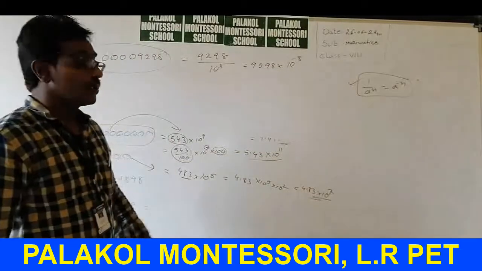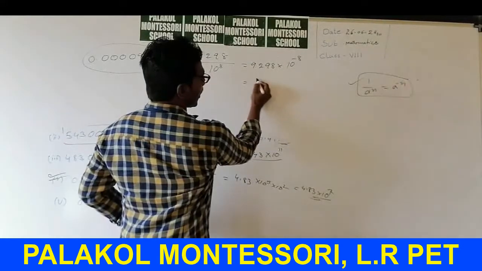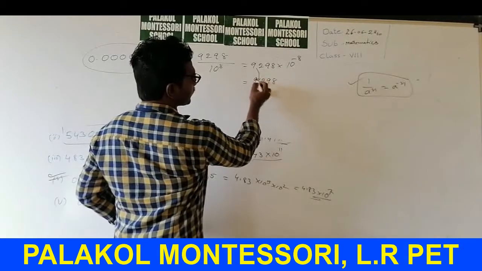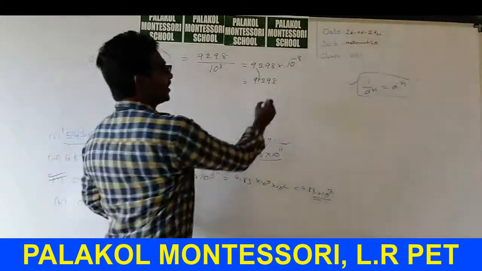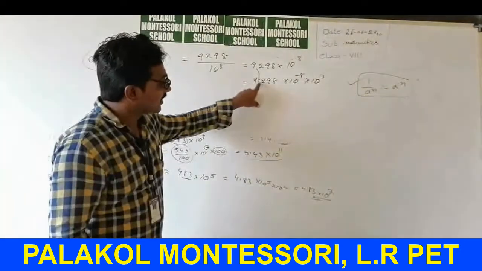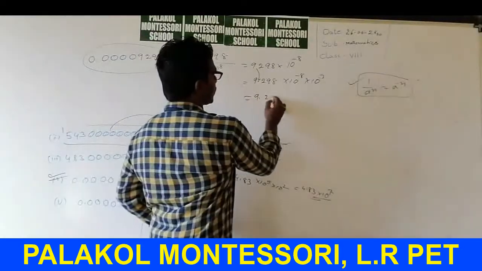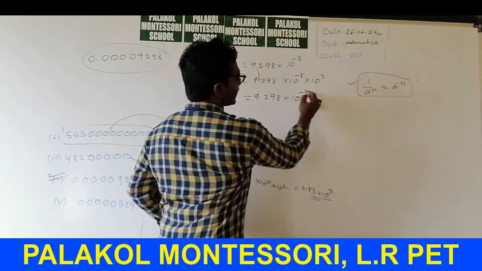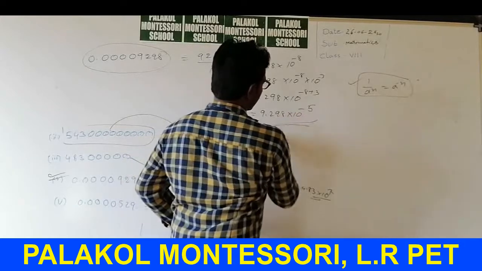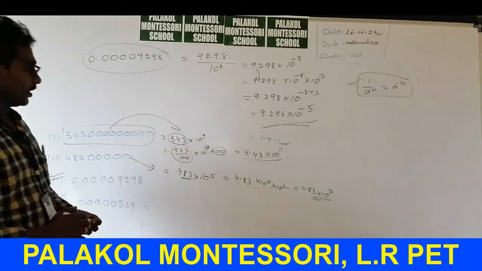Sum is not over. You want standard form. Standard form means after one number you write the decimal. See, here the decimal is not there, but I write the decimal in this place. That's why I write 10 power of minus 8 into 10 power of cube. Why? After the first number you write the decimal, that's why 10 cube you write here only. 9.298 into 10 power of minus 8 plus 3, so 9.298 into 10 power of minus 5. This is the answer of this one. Remaining sums you do at home. Okay guys.